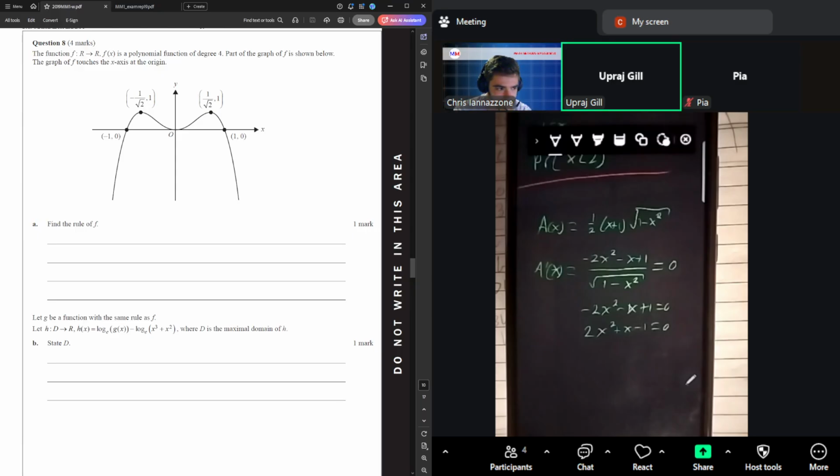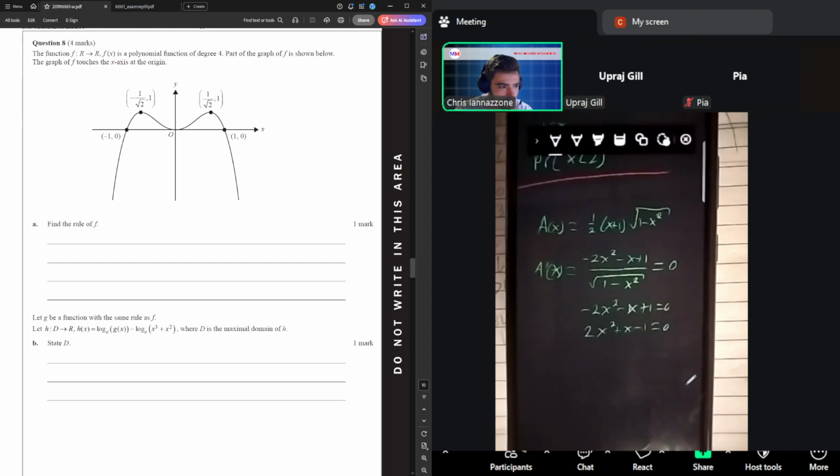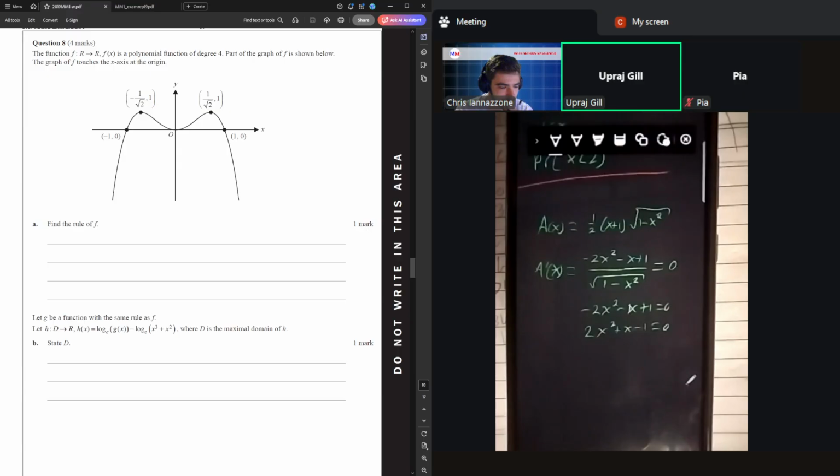Can we give it in factorized form? Absolutely, you should. So would that be like a negative x squared, and then times x minus 1 on root 2, and then times x plus 1 on root 2? Kind of. Yeah, a lot of that's good.